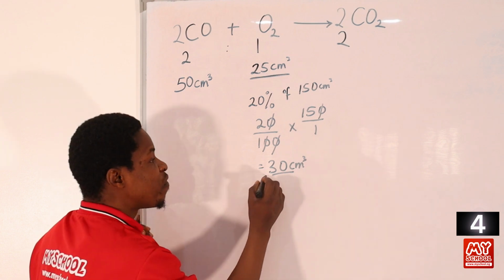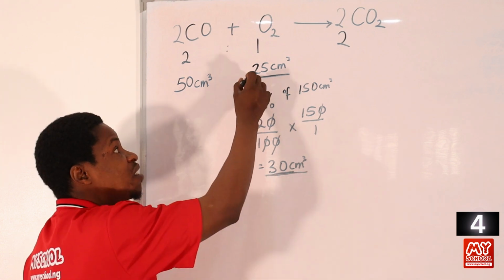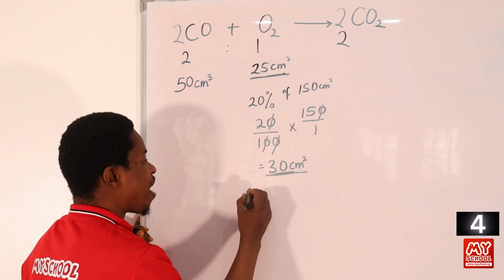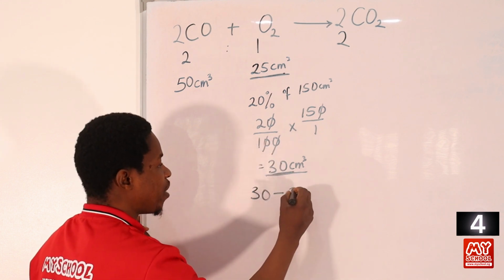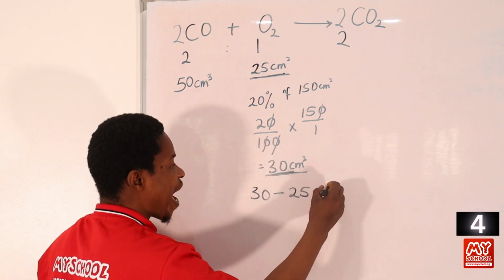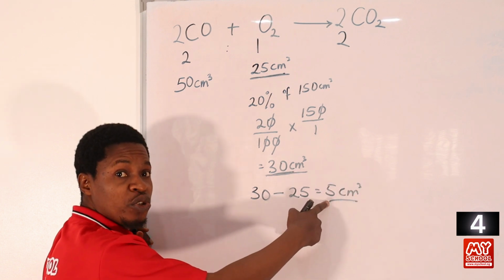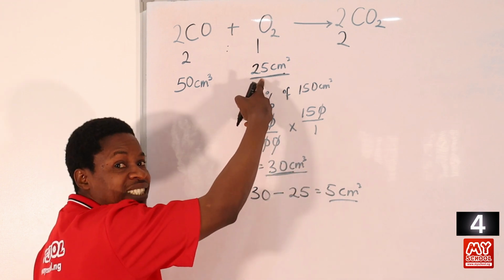The total volume of oxygen that was available was 30, but only 25 took part in the reaction. So we have a residual of 30 minus 25, which is 5 cm cube. So we have 5 cm cube unused. Okay, 25 took part in the reaction.